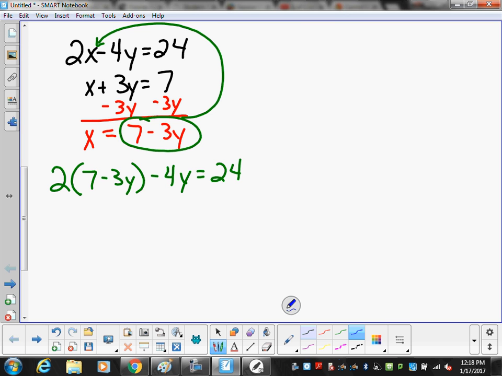All right. So all we did on this step was we plugged 7 minus 3y in for x in the first equation. Next step, distribute that 2. 2 times 7 is 14. 2 times minus 3y is minus 6y. Minus 4y equals 24.